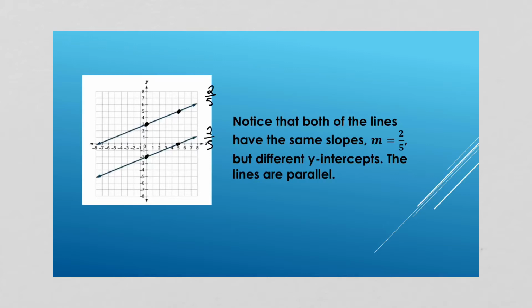Parallel lines have the exact same slope. They have different y-intercepts. Notice the y-intercepts are different on these lines, but they have the exact same slope.